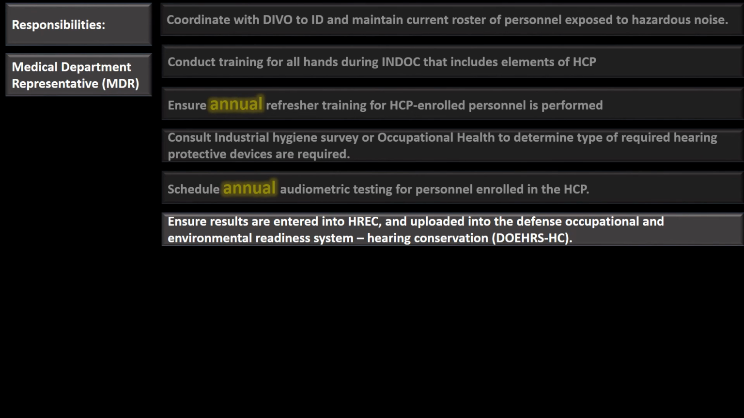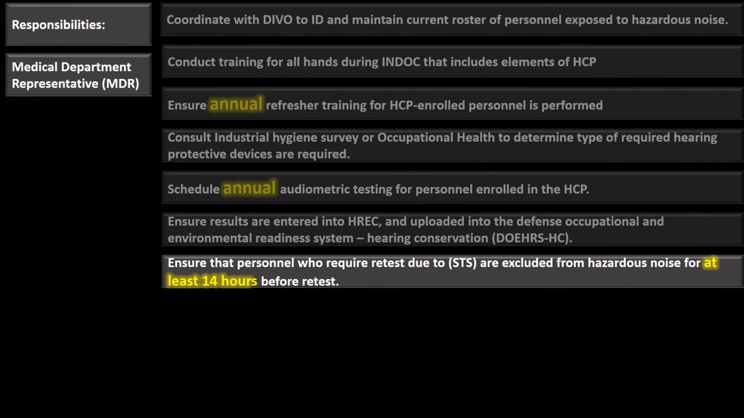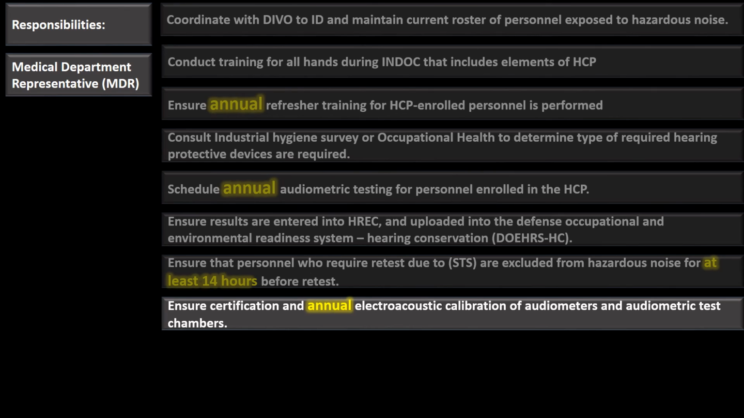They have to ensure the results are entered into the health record and uploaded into the Defense Occupational and Environmental Readiness System for hearing conservation. They have to ensure that personnel who require retest due to significant threshold shifts are excluded from hazardous noise for at least 14 hours before the retest. They have to ensure certification of audio electroacoustic calibration of audiometers and audiometric test chambers.